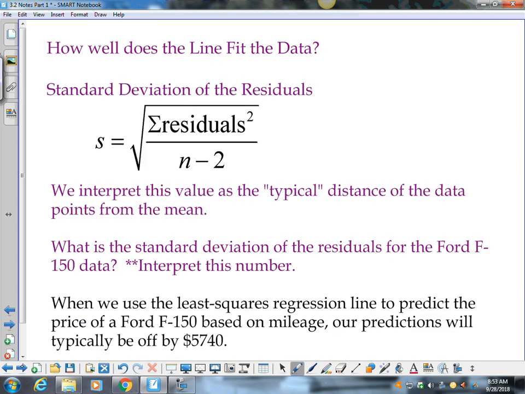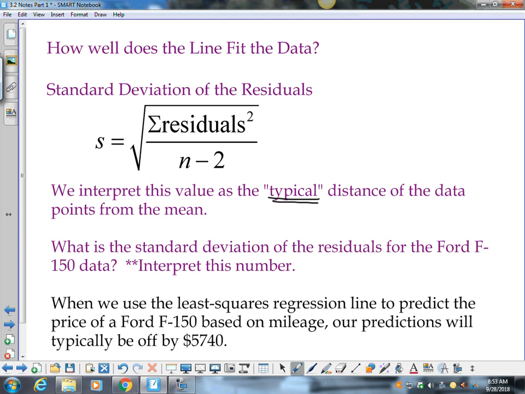Okay, I want to briefly go back and talk about the standard deviation because I feel like we were running out of time and kind of went through that really fast. You do not need to be able to use that formula. It is on your formula sheet, but you will always be able to find your standard deviation under your one variable stat. Okay, once you find your standard deviation, we interpret this value as the typical distance of the data points from the mean.